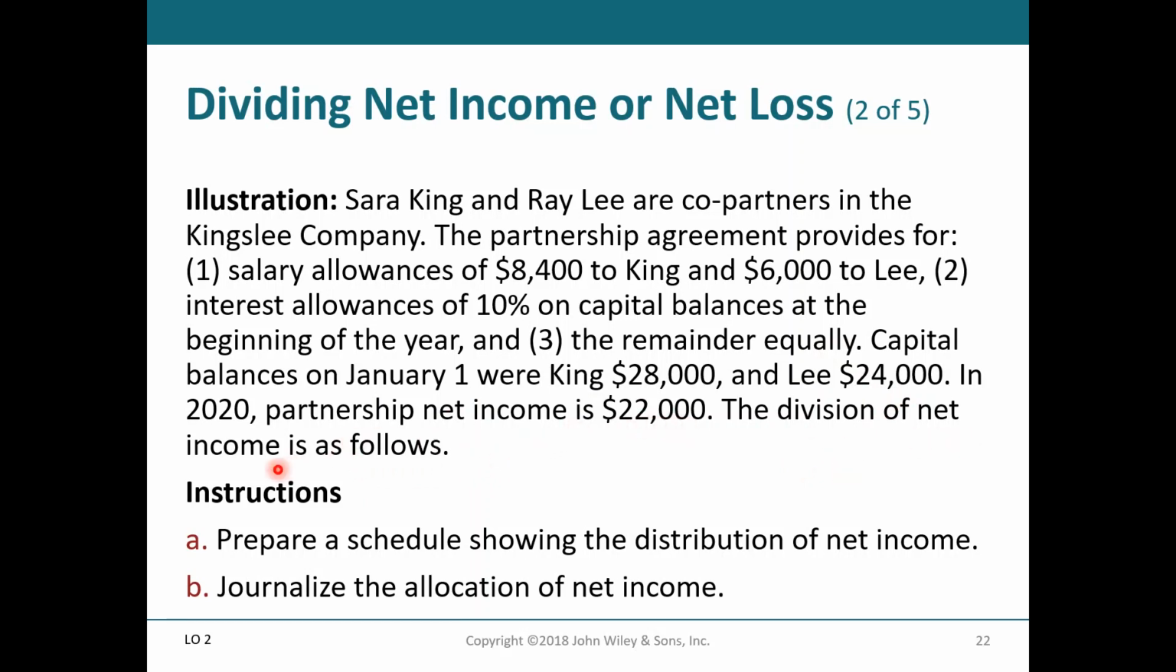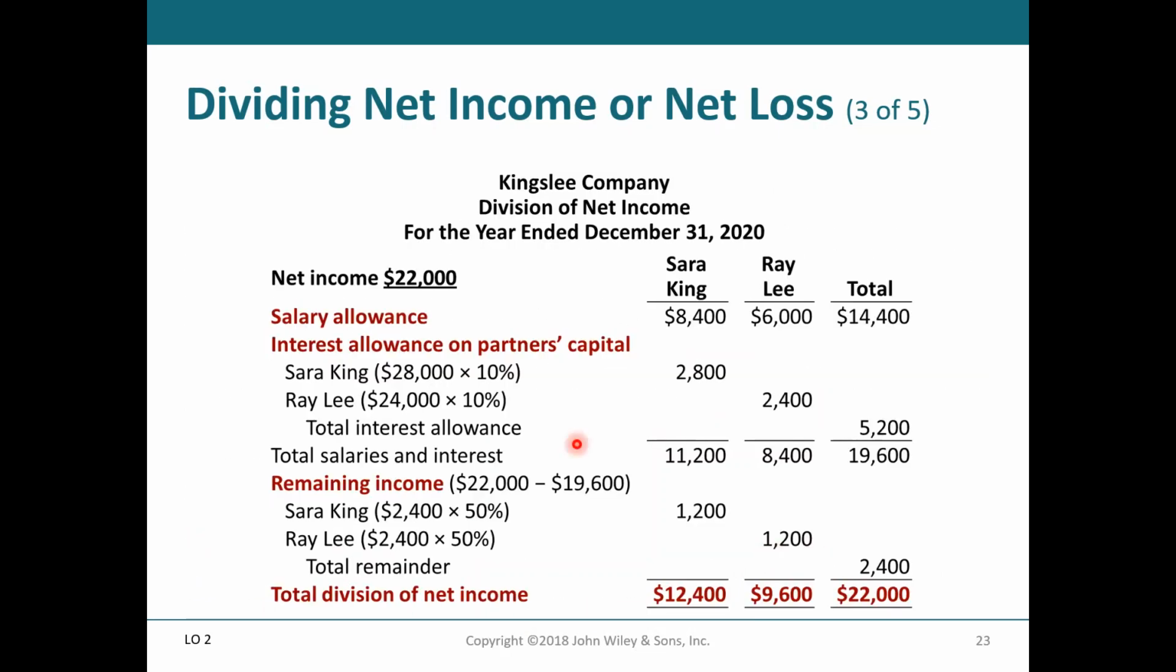The division of net income is as follows. The instructions want us to prepare a schedule showing the distribution of net income, then journalize the allocation of the net income. Here's the schedule showing the distribution of net income. Remember, net income was $22,000. They both received a salary allowance, $8,400 and $6,000.